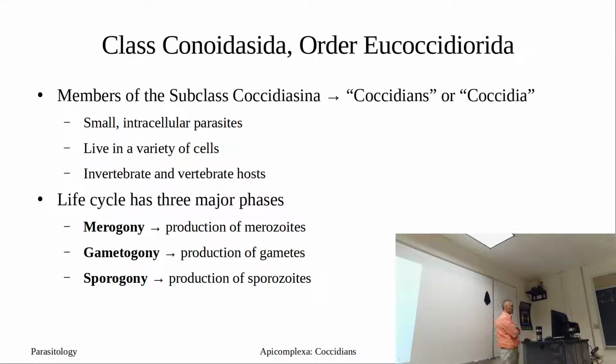So in this group, we have three major phases of replication: merogeny, gametogeny, and sporogeny. Right, so merogeny is the production of merozoites, gametogeny is the production of gametes, and sporogeny is the production of sporozoites. Just kind of as a quick review. Now, a lot of this is multiple fission. However, we're going to introduce something a little bit different.